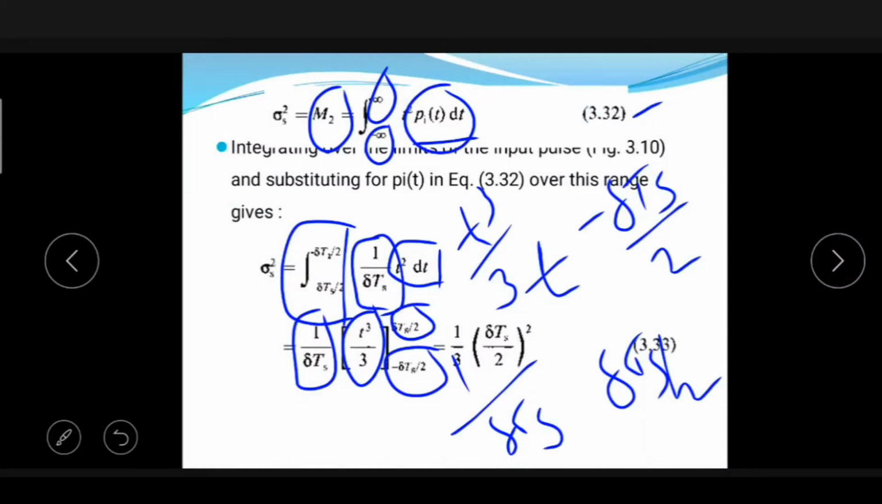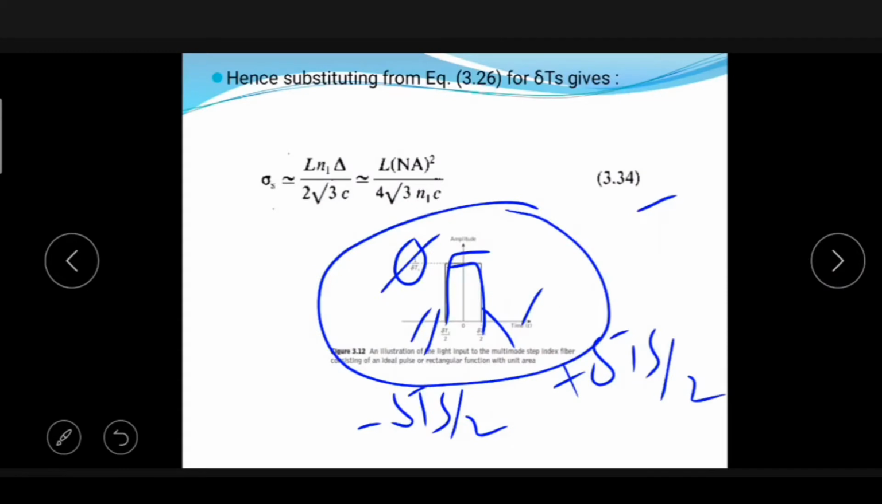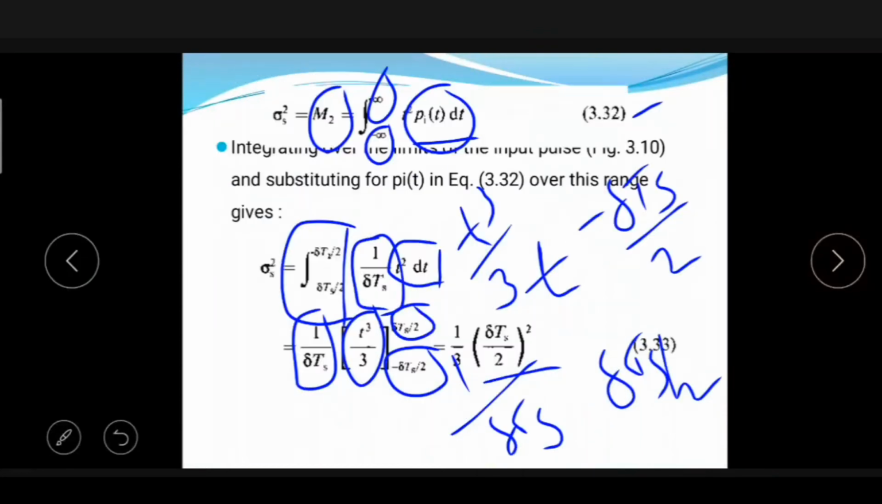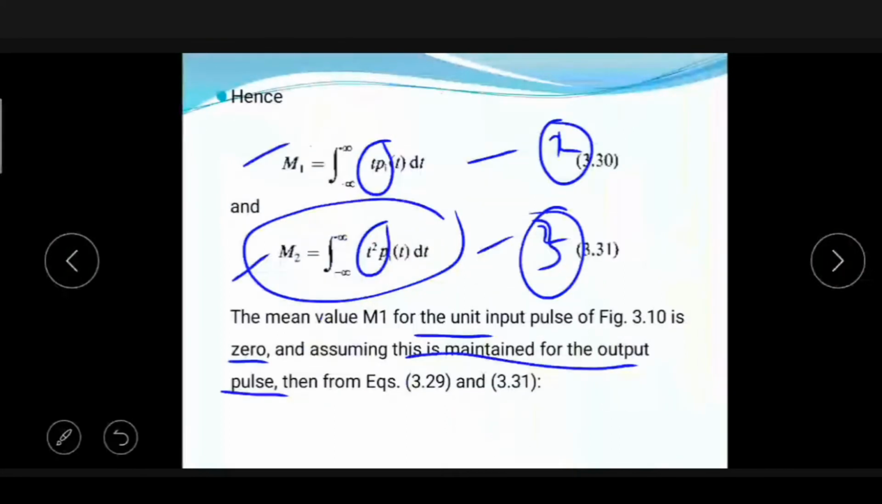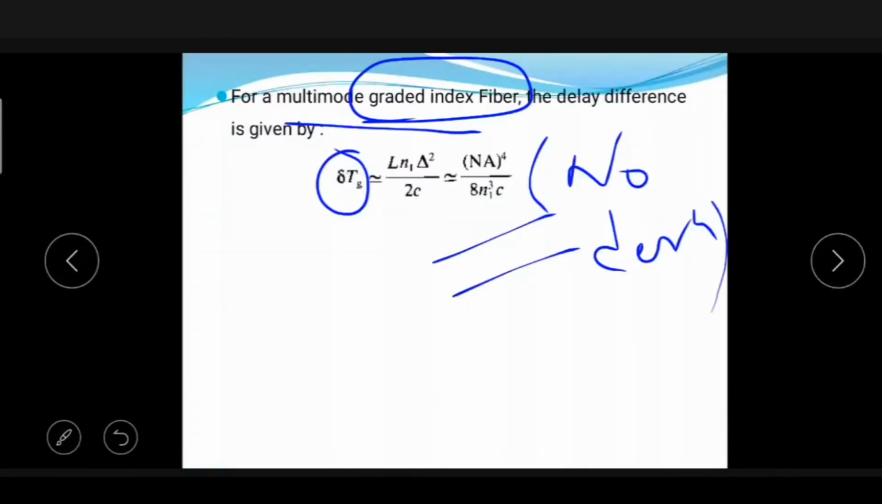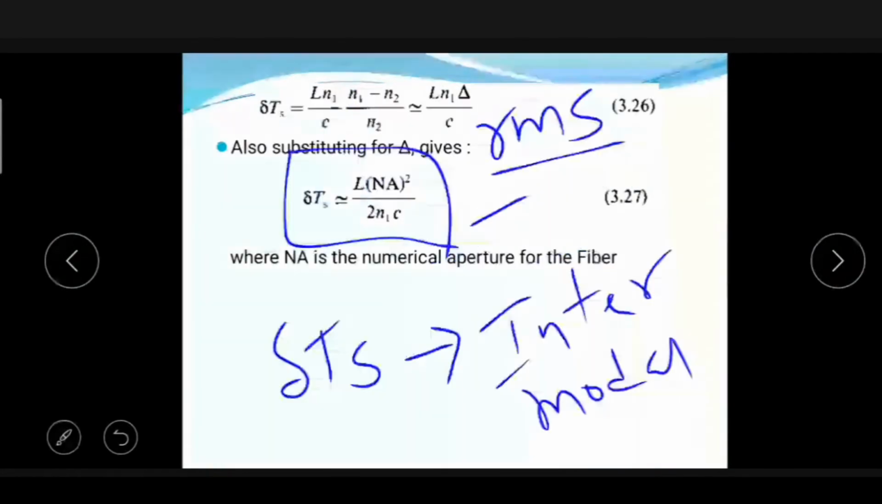Now, if I substitute, I'll get 1 by 3 into delta Ts by 2 the whole square. So you can simplify that and you can see. After the substitution of delta Ts, we get this. What is that delta Ts? Delta Ts is what we have calculated here.